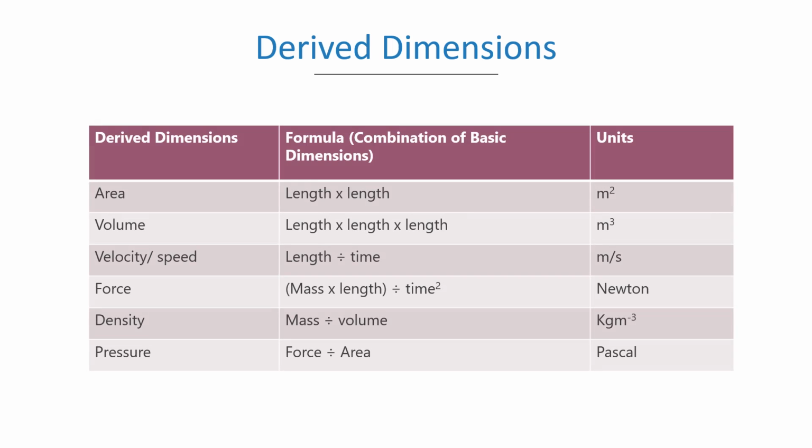From those 7 basic dimensions, we can also derive other dimensions. These include area, volume, velocity or speed, force, density, and pressure. This is the formula for each of the dimensions mentioned here, and the units: meter squared for area, meter cubed for volume, meter per second for velocity, Newton for force, density is kilogram per meter cubed, and pressure is in Pascal.